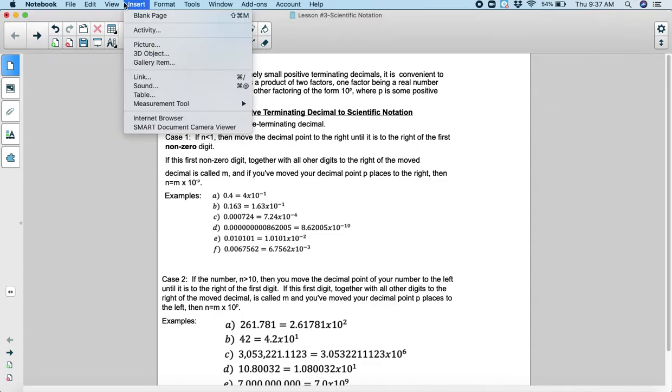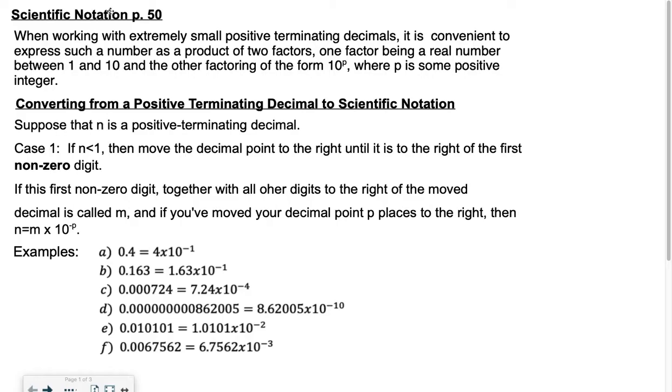In this video, I'm going to show you guys how to deal with scientific notation. When working with extremely small positive terminating decimals, it is convenient to express a number as a product of two factors, where the first number is between 1 and 10 and the other factor is of the form 10 to the p, where p is a positive integer. It can also be a negative integer, and I'll show you guys what I mean about that. So, converting from a positive terminating decimal to scientific notation.